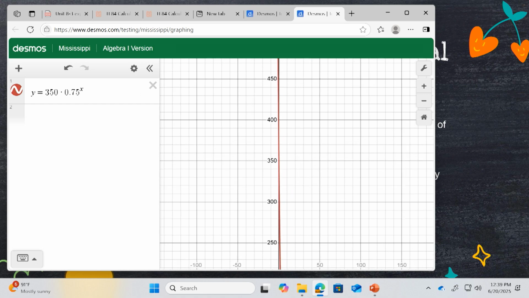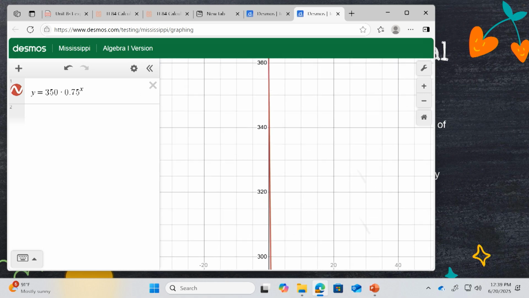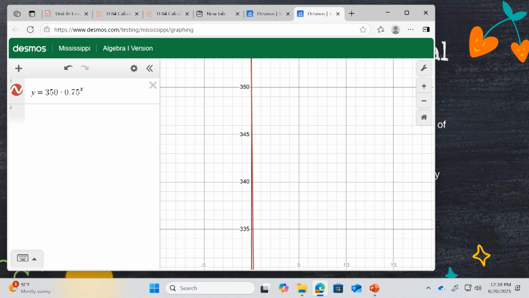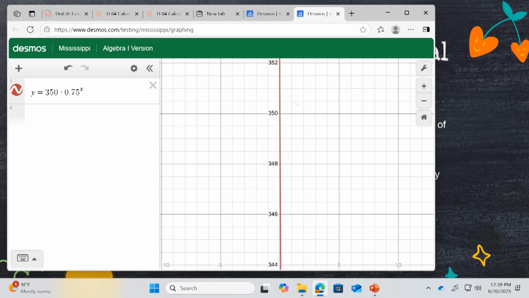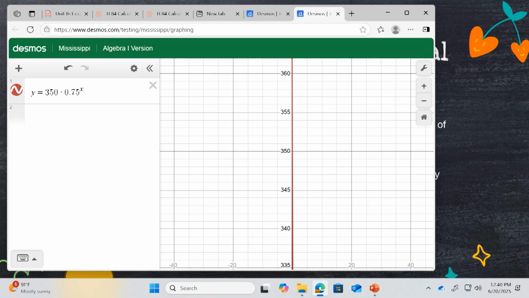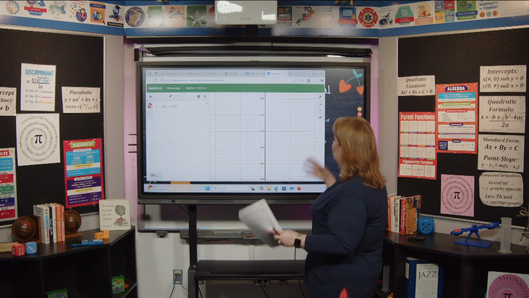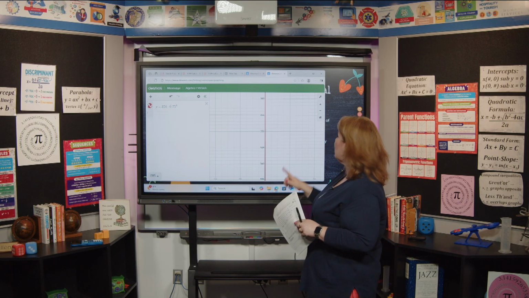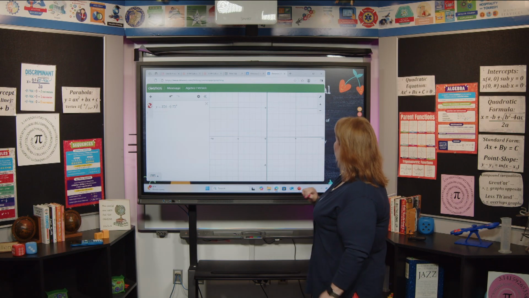And let's look. It said it was around 350. So I can get to 350 and lo and behold, there it is. That's where it crosses. So remember, these keys over here, this plus and minus, helps me either scroll in or scroll out. Now, if I want to go back to the original, I can always press my house button.